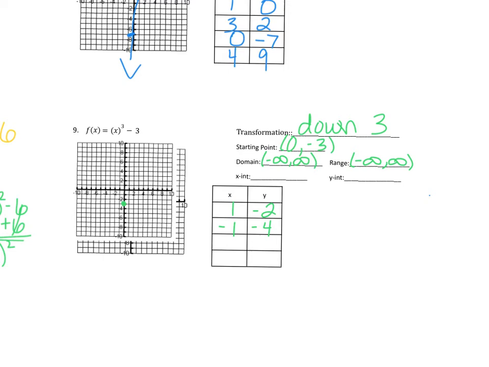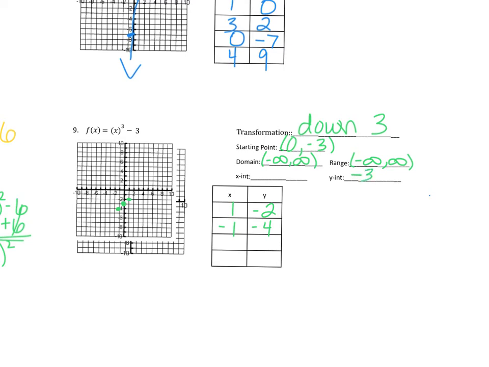1, negative 2, and negative 1, negative 4. Okay. I can see already what the y-intercept is. The y-intercept is negative 3. That's right there at the vertex, so I'm good there.